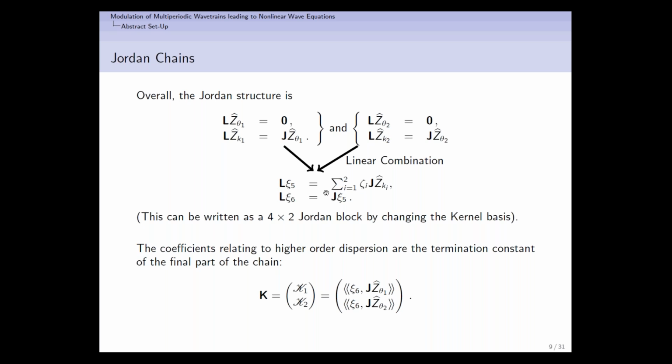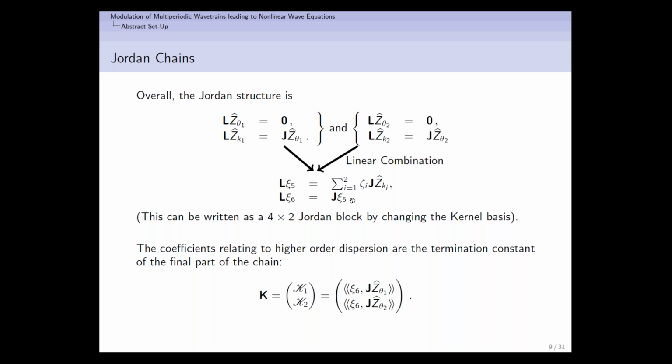Okay? It can be written as a 4x2 Jordan block in a more traditional way if you consider the linear combination of the kernel elements. So if I add zeta 1 lots of this, and zeta 2 lots of that, then that would form my new kernel element, and that'd be the chain that leads to a length 4 chain. And if I consider their difference, that would lead to a chain of length 2. But I'm not going to do that.